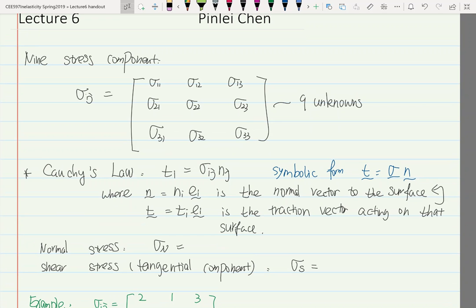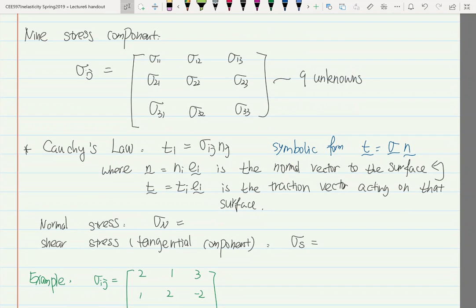The next step: since we have that, we know that this traction vector can act in any direction on that particular surface. It is not necessarily normal or tangential, but we can decompose it into 2 different components, which is important for us to know the traction on that surface. We can decompose it into normal and shear stress, where the normal is parallel to the normal direction, and the shear stress is orthogonal to the normal stress.